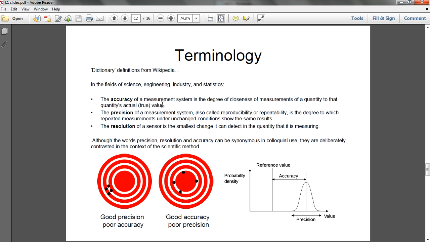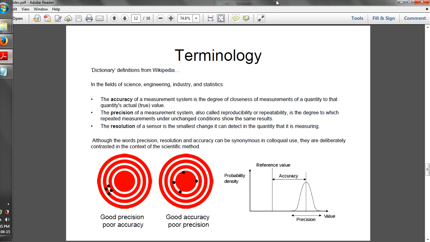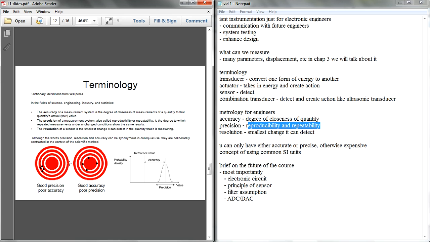And then terminology, hold on a while. Accuracy is the degree of closeness of quantity. Precision is the reproducibility and repeatability. In this case, degree of closeness, as you can see, good accuracy is this one. Okay, this is good accuracy.